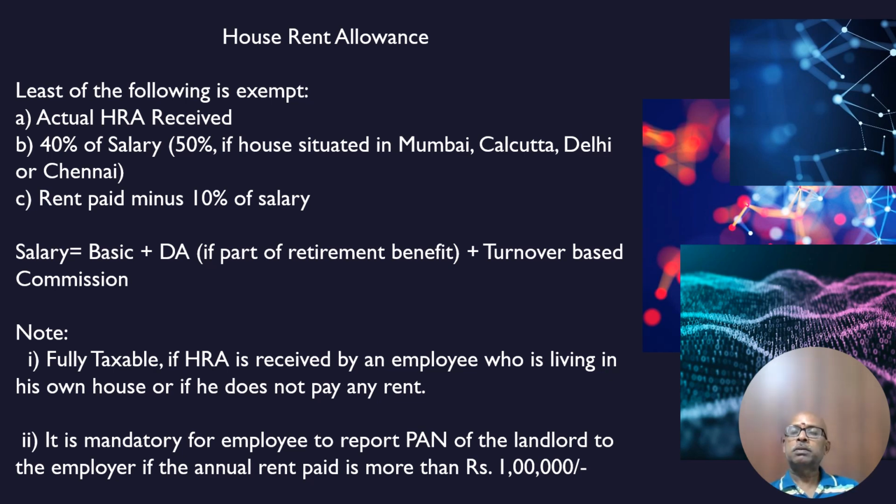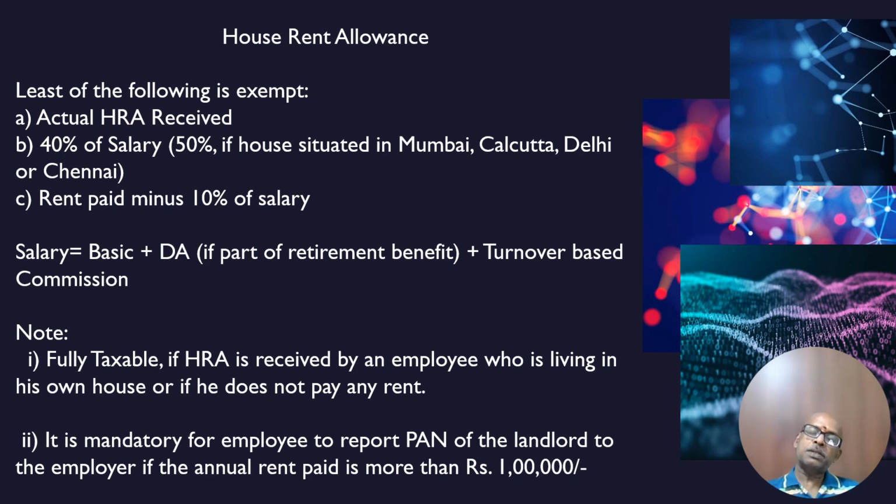Now rent he has paid, let us say, 15,000. Or for simple calculation, 10,000 we'll say. So 10% of the pay is out of 20,000 basic pay. DA we are not taking into account here, I deem it as it is not taken into account for retirement benefit. So 20,000 pay, 10% is 2,000. So that 2,000 you have to deduct from your rent. So that also comes to 8,000. Now the least of the amount is 8,000 only.